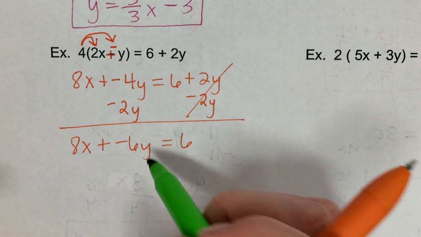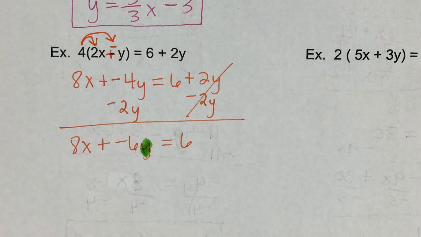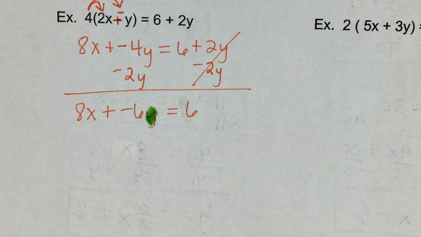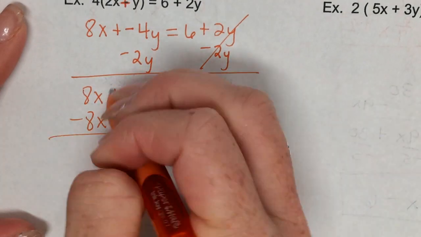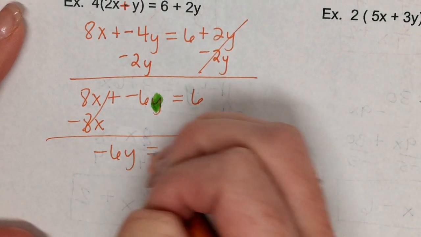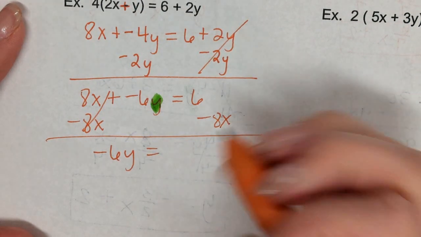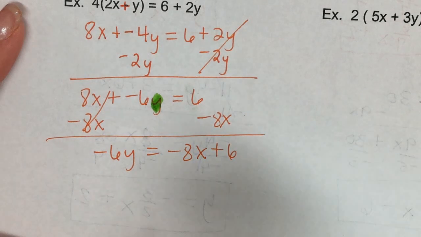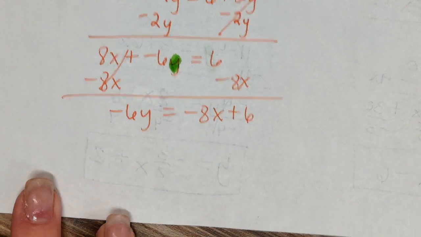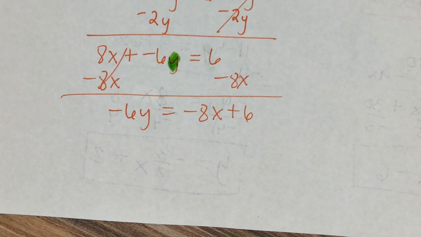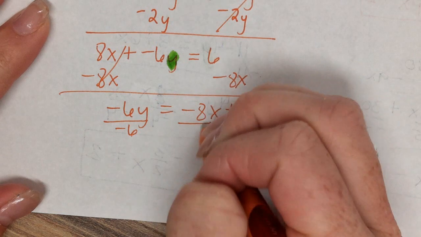Now I can get the y's by themselves. What's the first thing I'm going to get rid of? 8x or -6? So I'm going to subtract 8x. So I'm left with -6y equals, and I'm going to write the -8x first. Now I'm going to get rid of the -6 by division because it's attached to y by multiplication. So I'm going to divide everything by -6.